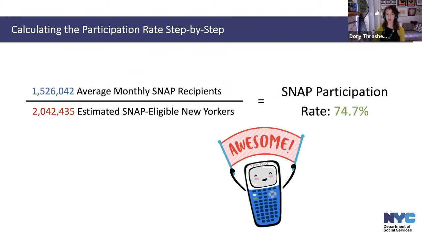And then we do that same calculation. The average monthly SNAP recipients, 1.5 million, divided by our total estimated SNAP eligible New Yorkers, 2,482,000, and we come up with what we call our SNAP participation rate of 74.7%.